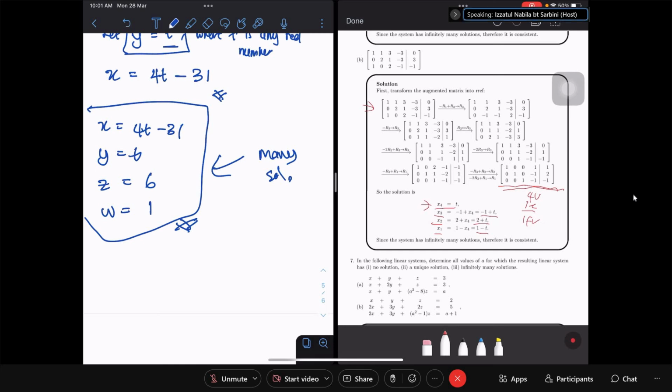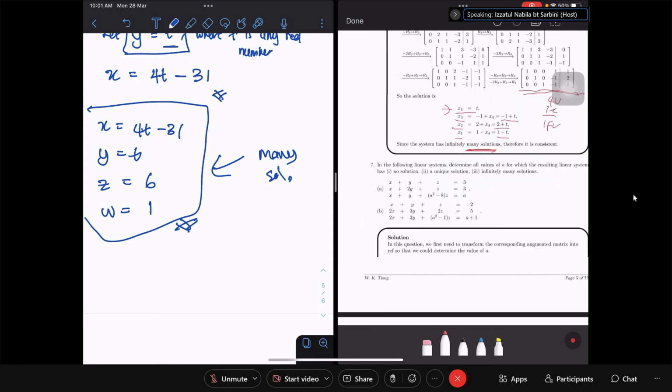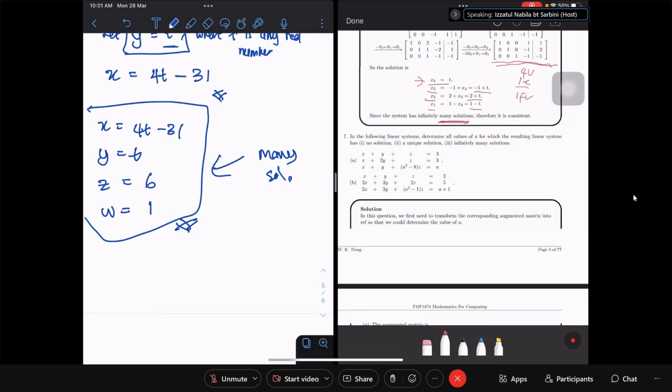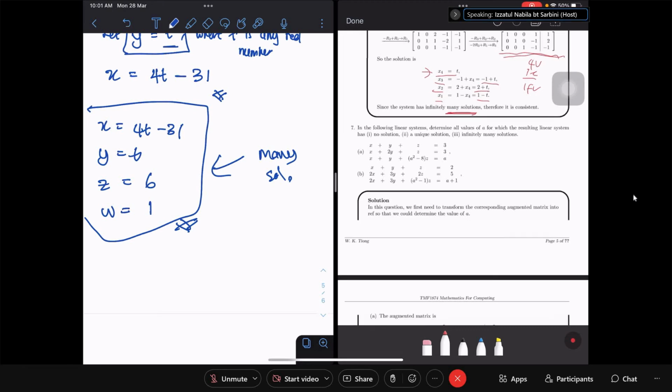Yes, you have to write the solution based on the free variables. Okay, this is many solutions. As long as you have more variables than the number of equations, you're going to have a free variable. You're going to have many solutions, because the number of variables is more than the number of equations. With many solutions, it is consistent, right?